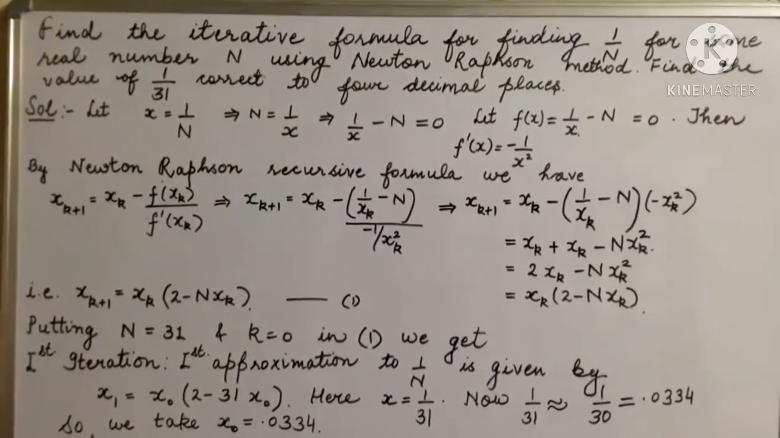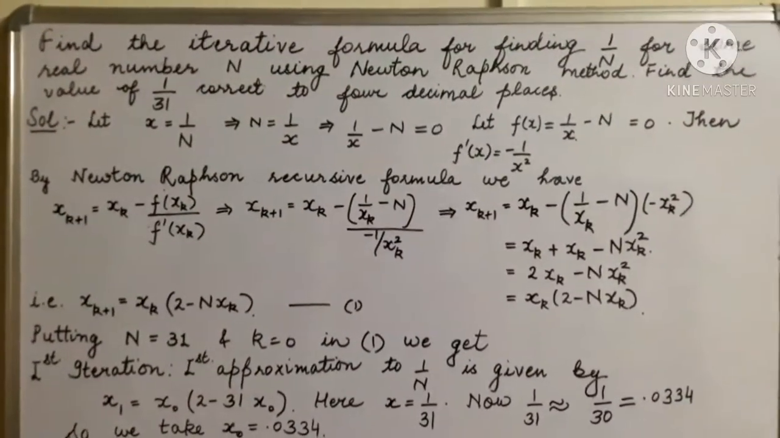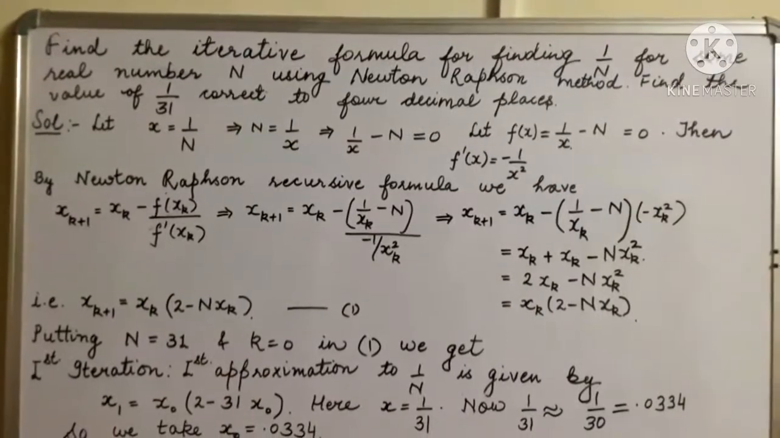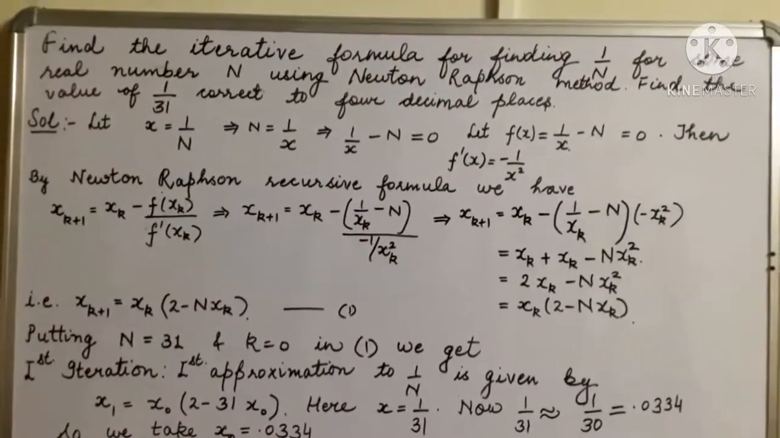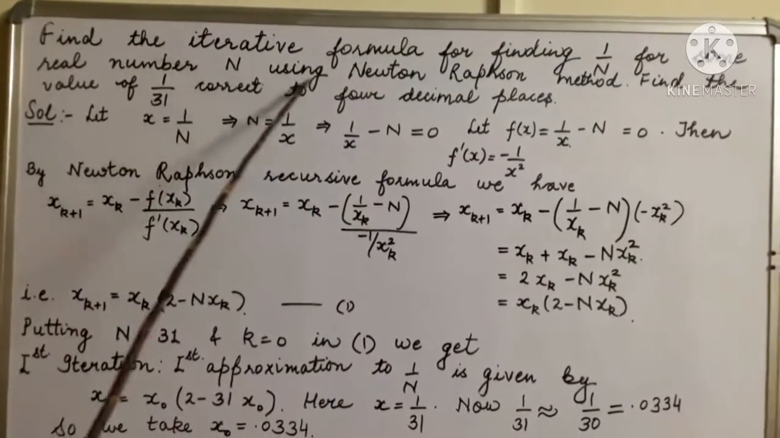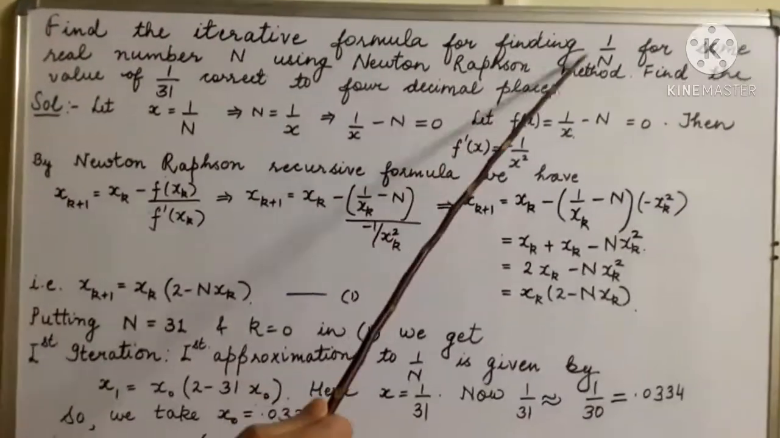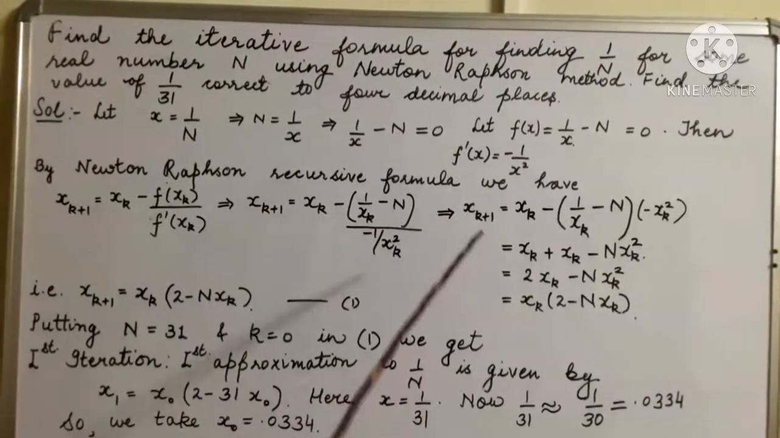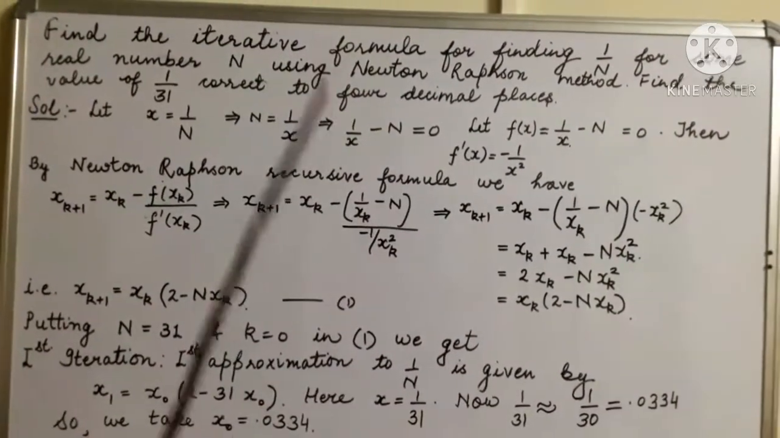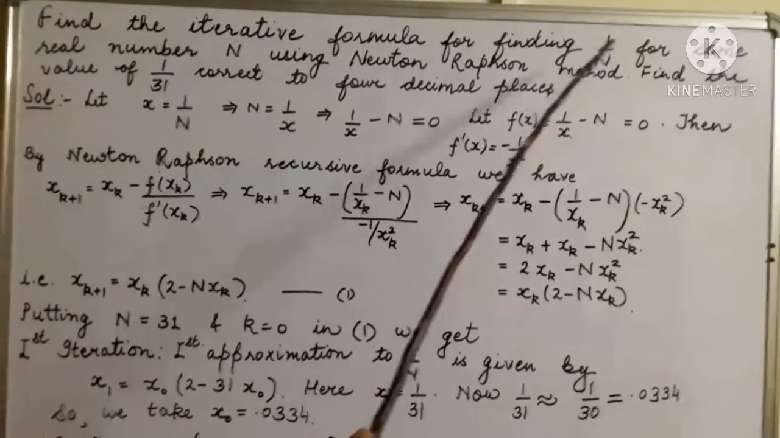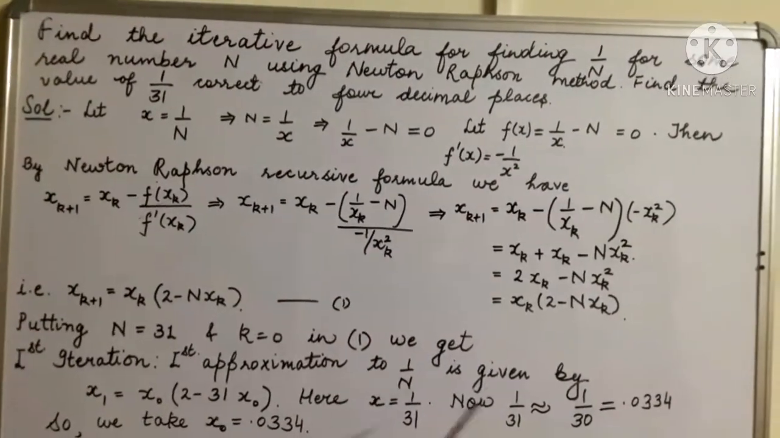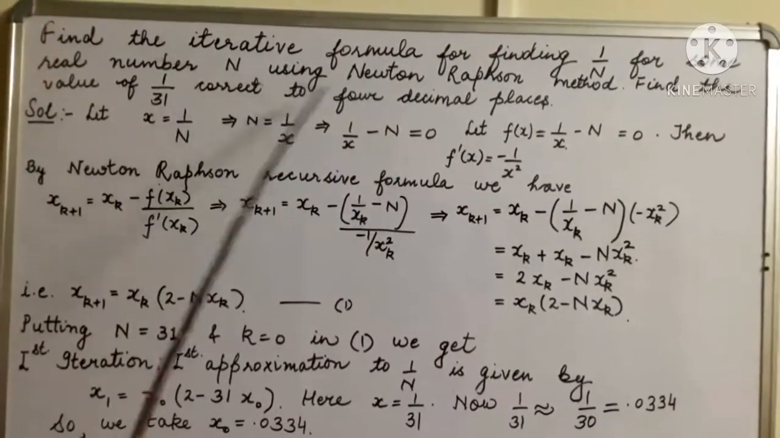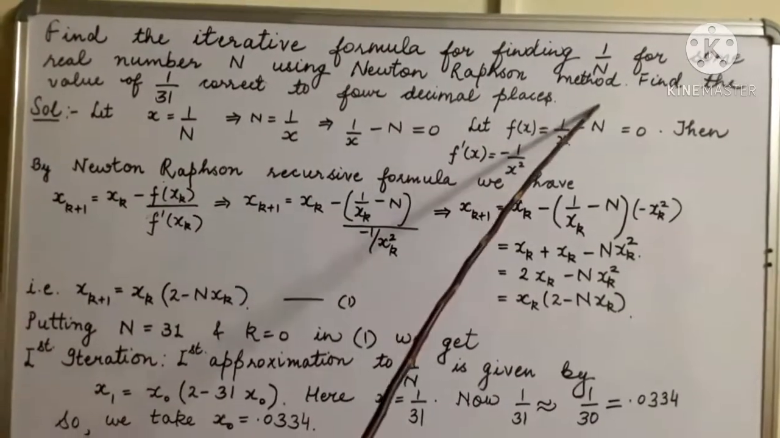Hello students, let us do one more question on the Newton-Raphson method. It is of somewhat different kind. The question is, find the iterative formula for finding 1 upon N. It means you are given some real number, capital N, and you have to find its reciprocal using the Newton-Raphson method.